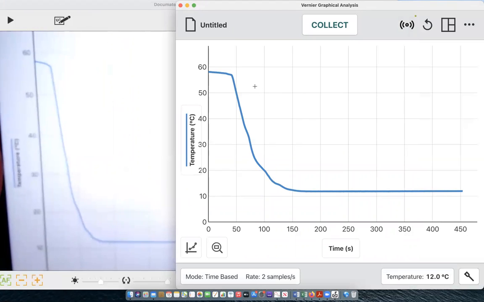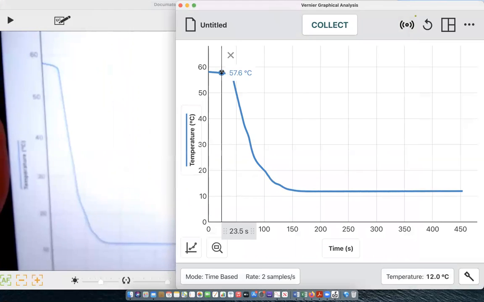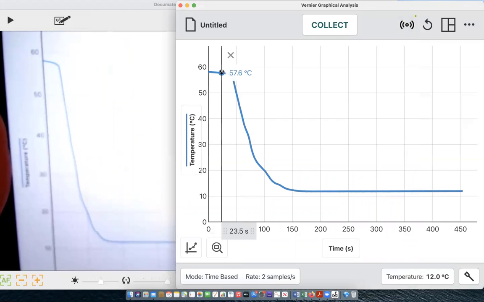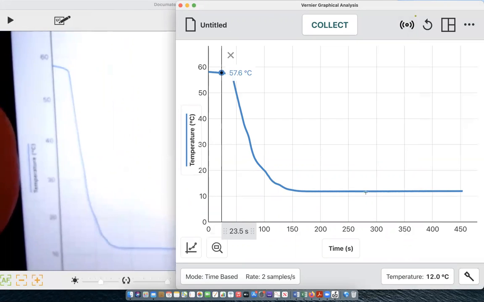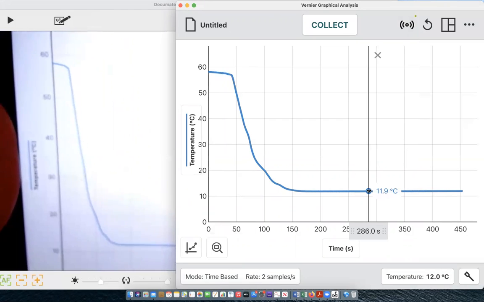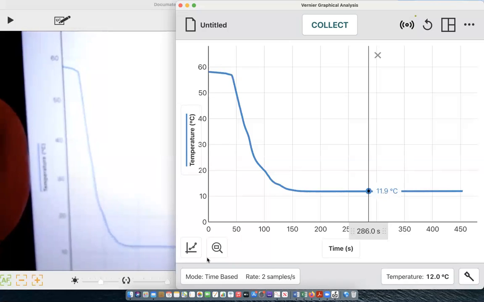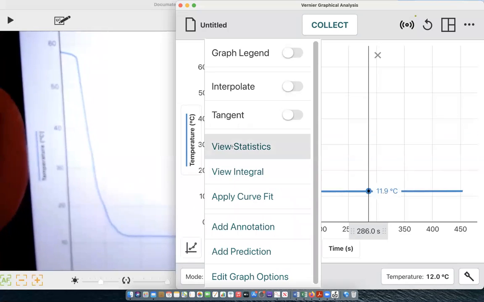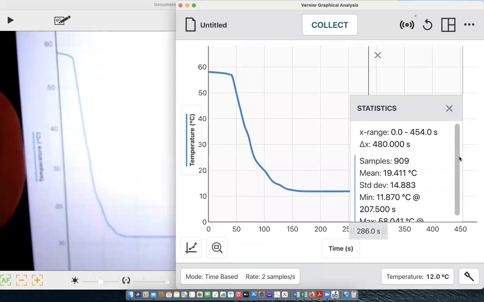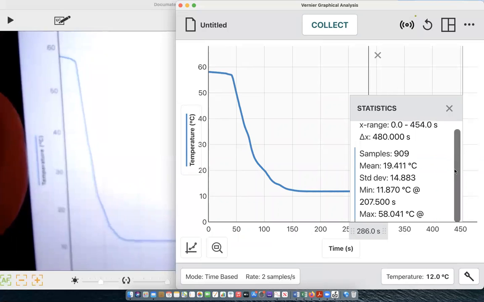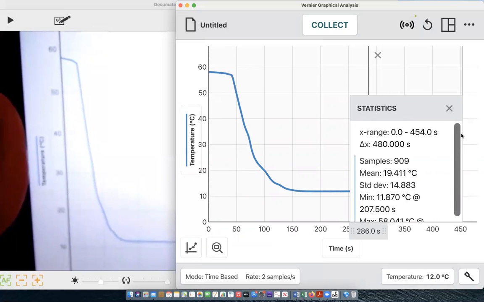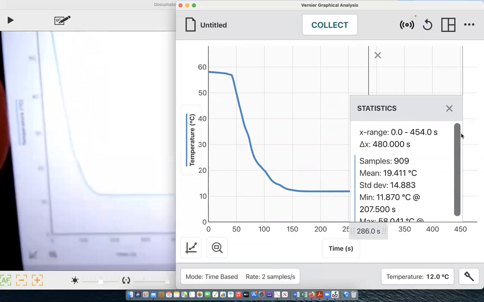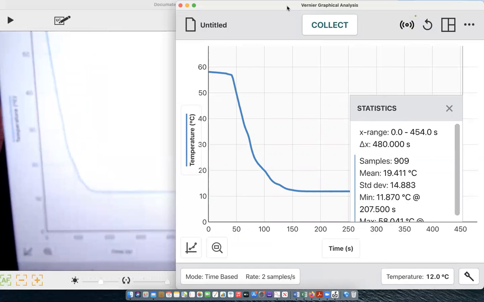Now on the teacher computer, they could click on any one of these points and take a look at what the high value is, what the low value is. They could also come over and use the graph tools, which will allow them to view statistics. So I would get all the statistics and be able to figure out what that delta Y is from my data. But you'll notice that the student doesn't get that on their device.